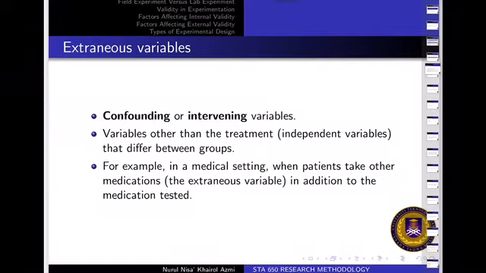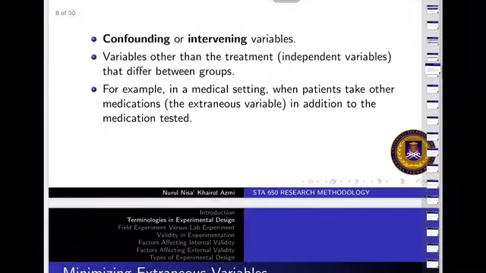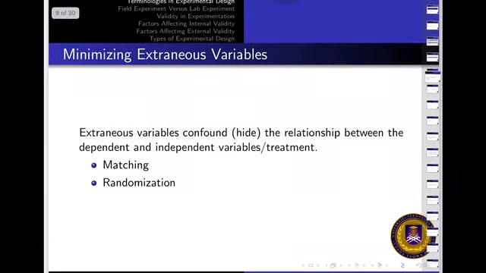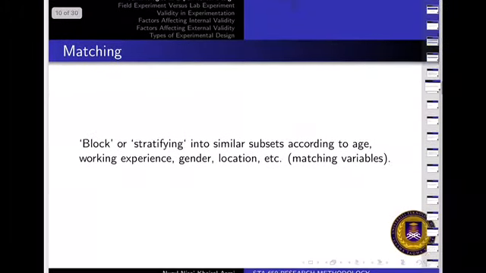but that is not the main factors that you want to study. So how to minimize the extraneous variable? So there are two ways on how to minimize the extraneous variable. So first is by doing matching. Second one is randomization. So what is a matching?